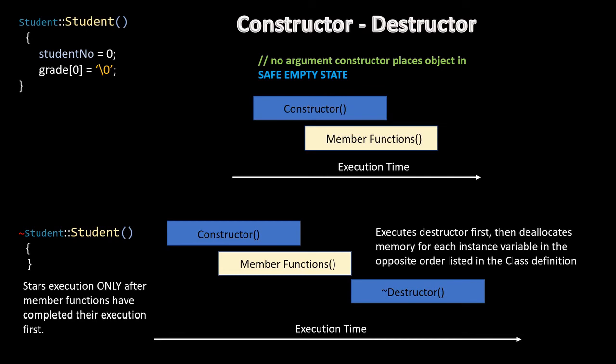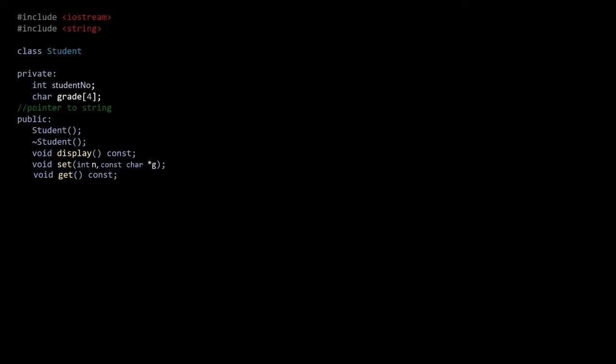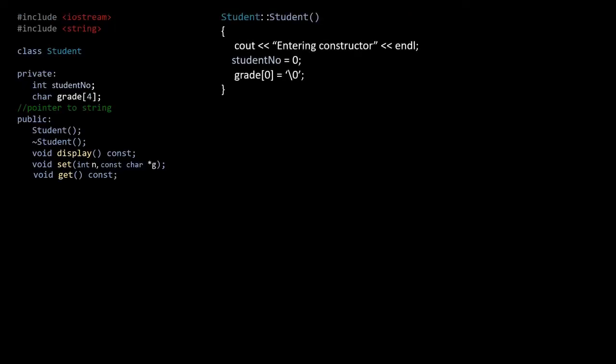So let's look at an example. We have this no argument constructor, and we also have the destructor. Normally you would not see a cout statement in a destructor. You wouldn't see anything in your destructor. But notice in the constructor we have one statement, entering constructor. In the destructor it says entering destructor for student number.